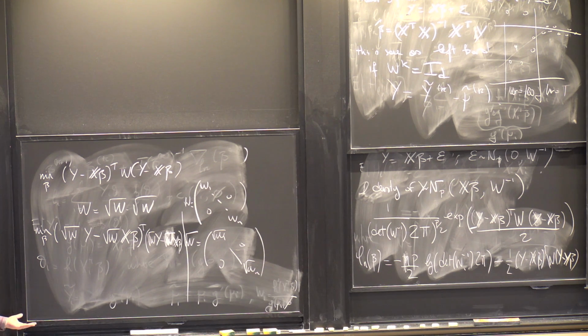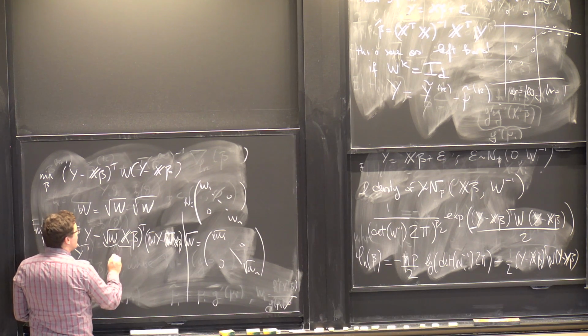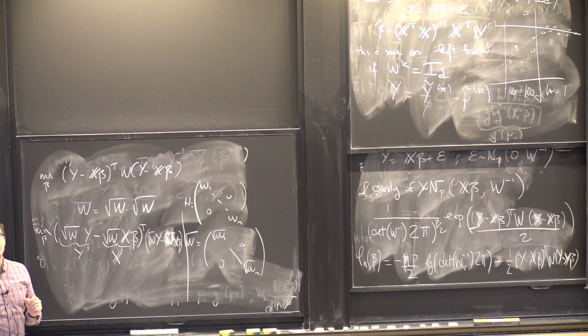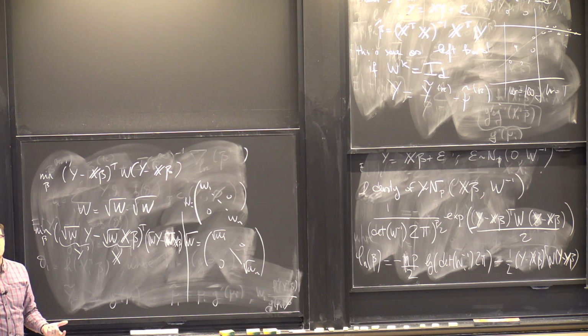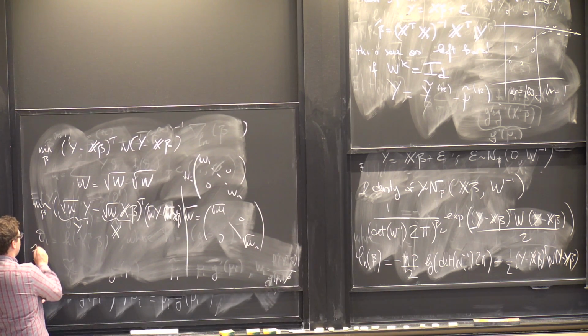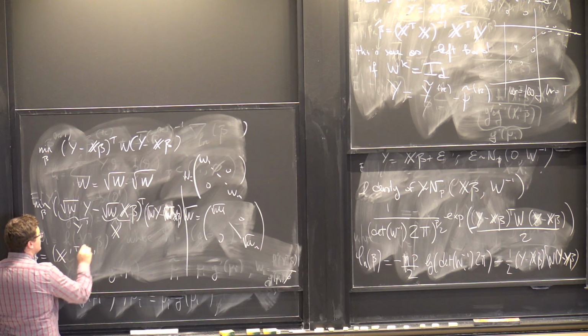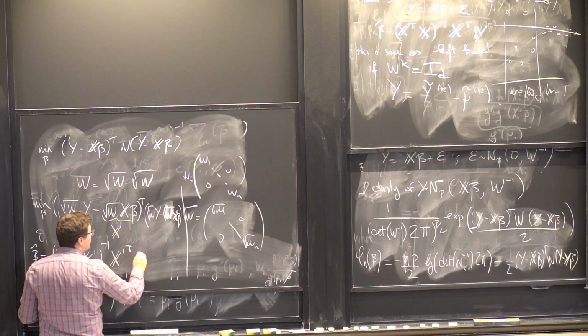But this is the same thing that we've been doing before. This is a new y, let's call it y prime. This is a new x, let's call it x prime. And now this is just the least squares estimator associated to a response y prime and a design matrix x prime. So I know that the solution is (x prime transpose x prime) inverse x prime transpose y prime.